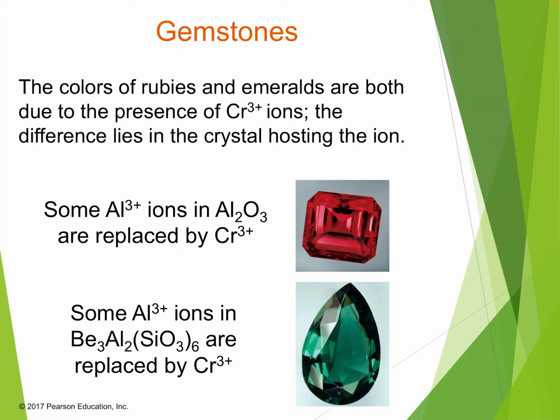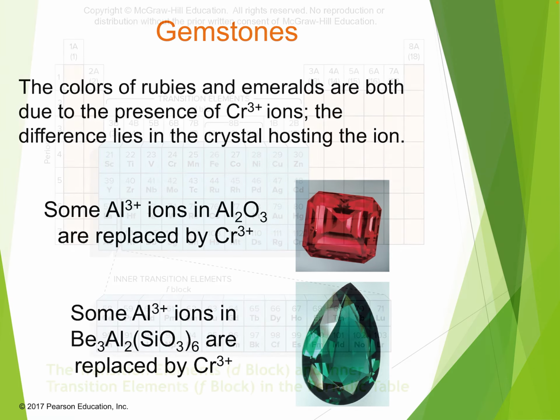Without the chromium, neither one of these would be colored because we don't have any unpaired electrons. Chromium, though, is paramagnetic, and so it's causing these color changes. So we're going to get more into this as we move forward in the chapter.